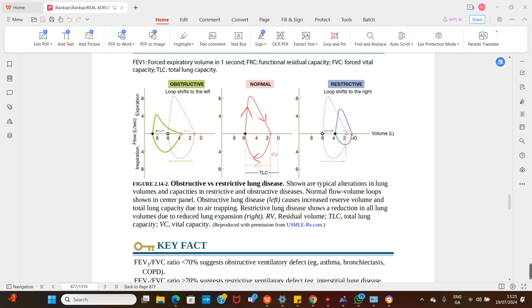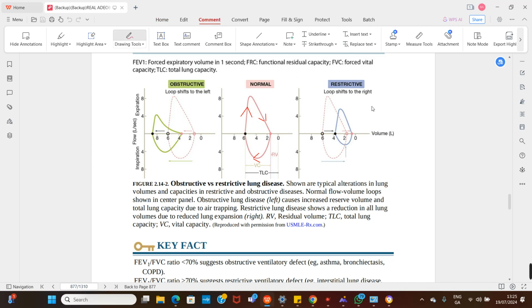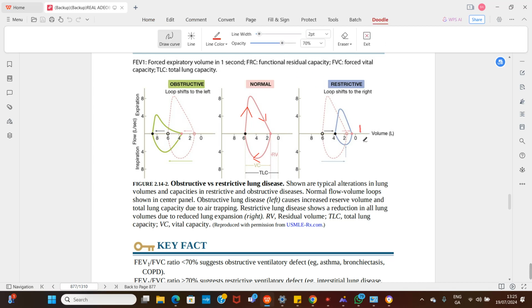Then normal is this. But if you are given a situation of a fixed obstruction, what you are going to see is that the peak will be the same. So you won't have an increase in expiration here or a reduction in expiration here. No, it's going to be flat. It's going to look like this. Let me see if I can draw it. Yeah, so it's going to look like this if it's fixed.